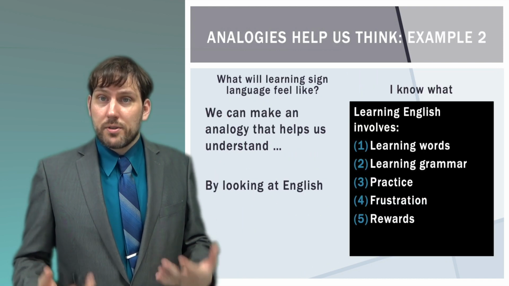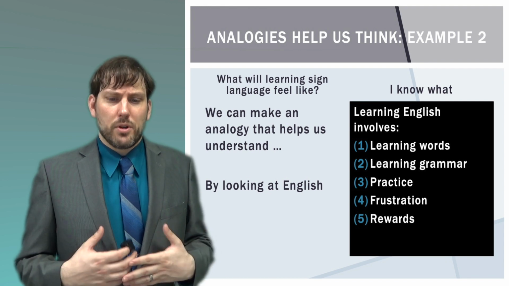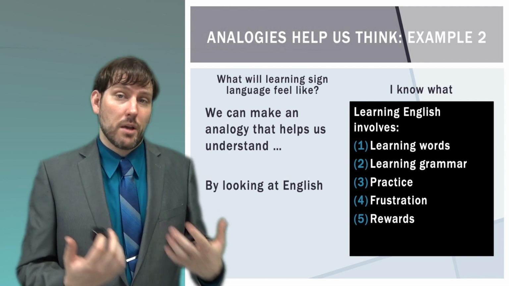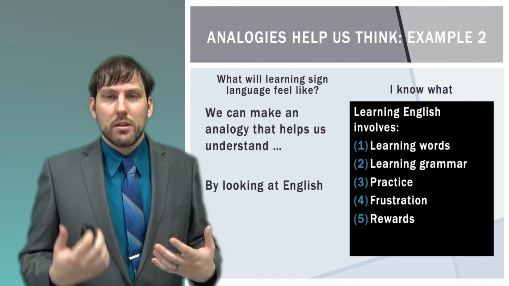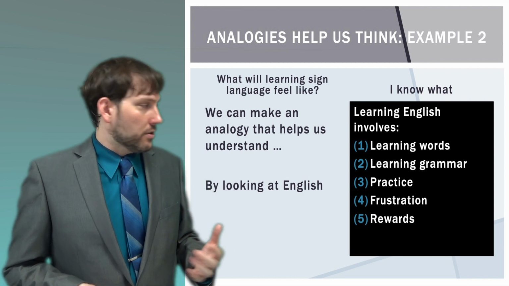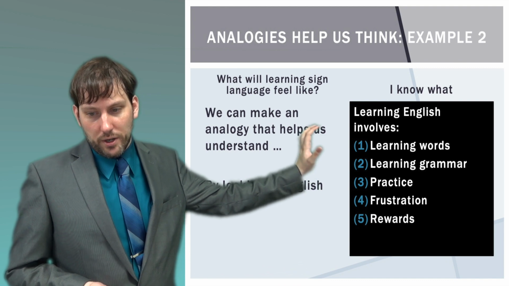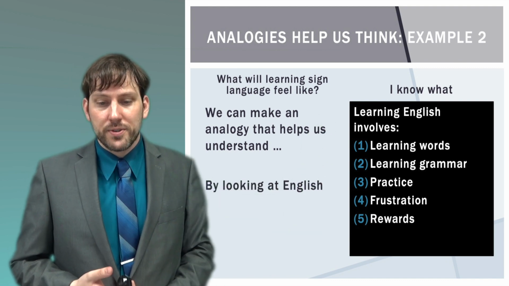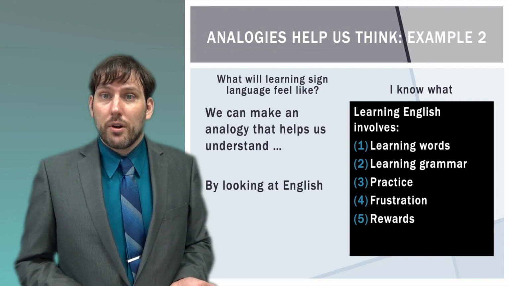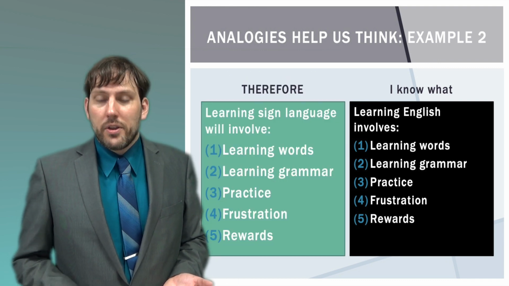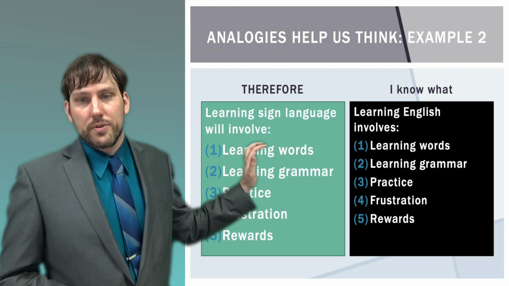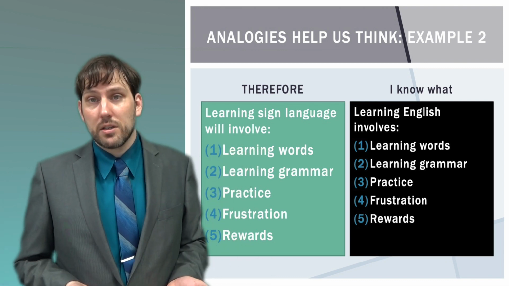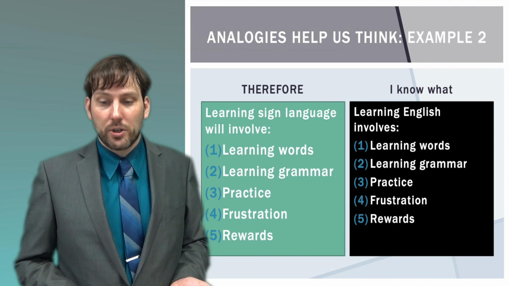We could also use this to understand something that you may have no experience with, which is if you want to learn sign language or what that would feel like, we can look at the things that are involved in learning English. So learning English is something where it involves learning words, learning grammar, practice, frustration, and rewards. So we can assume that if we are learning sign language, that it would also involve learning words, learning grammar, practice, frustration, and rewards. So we could say that it probably involves these similar concepts.